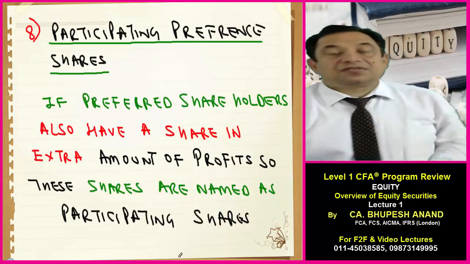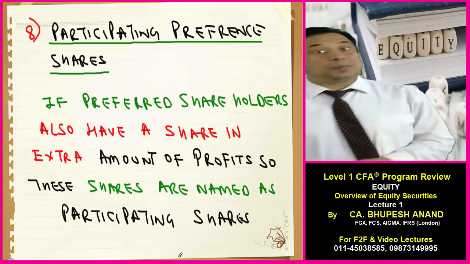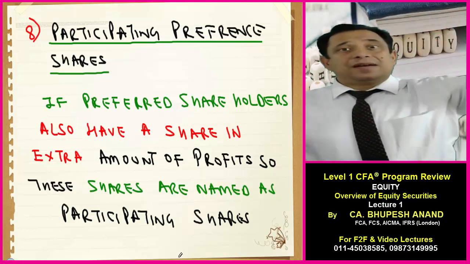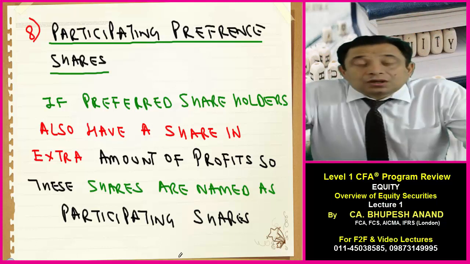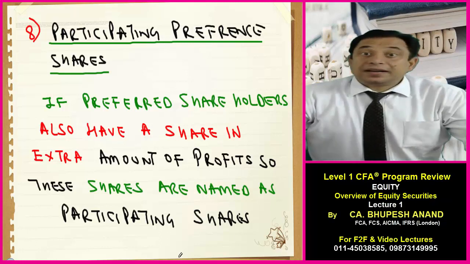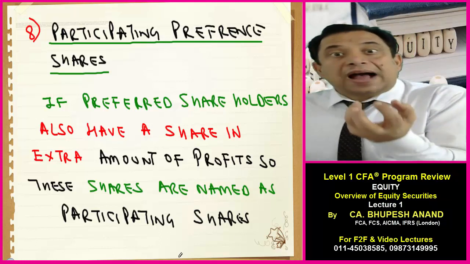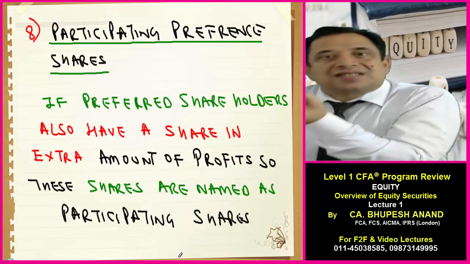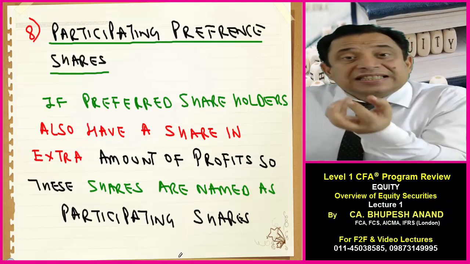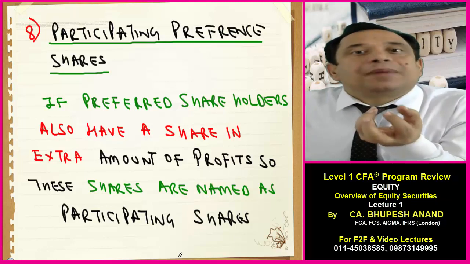So the next category which we are going to start with is participating preference. As the name indicates, participating. Equity can be divided into common stock and preferred stock. Now preferred stock is entitled to only a fixed amount of dividend. But if the company is earning huge profits and these shareholders are interested in having an extra share from those profits, then those types of shareholders, with such rights, are named participating preference shareholders.